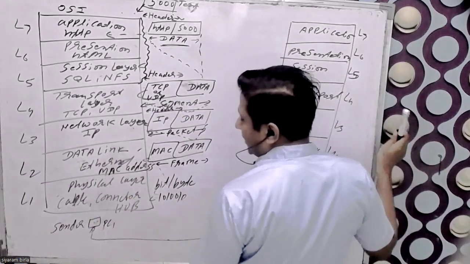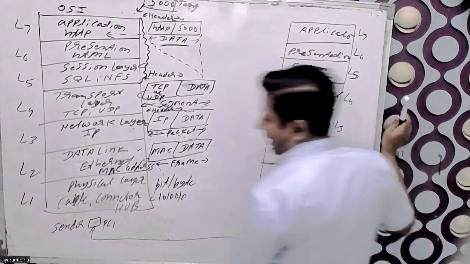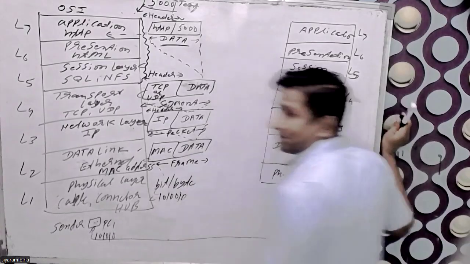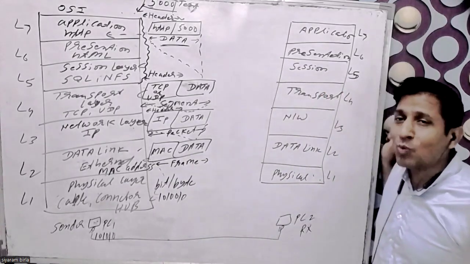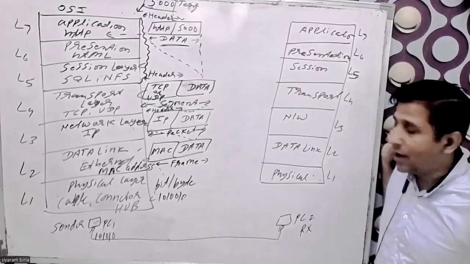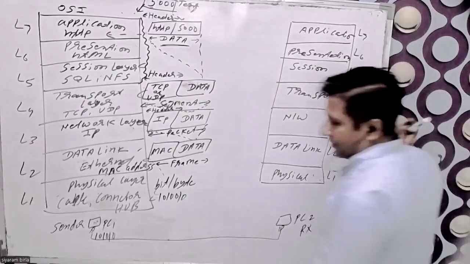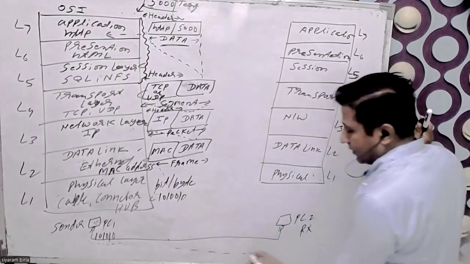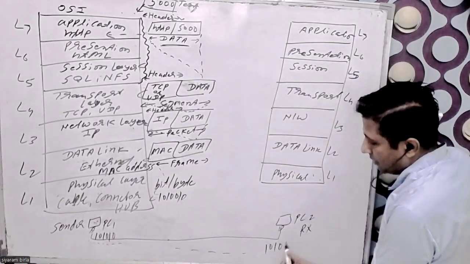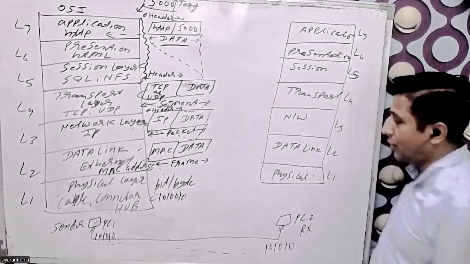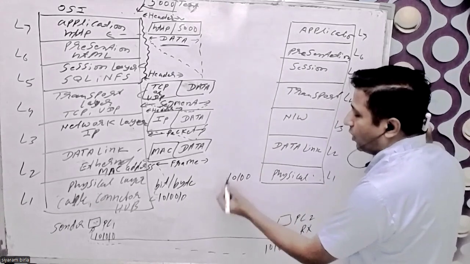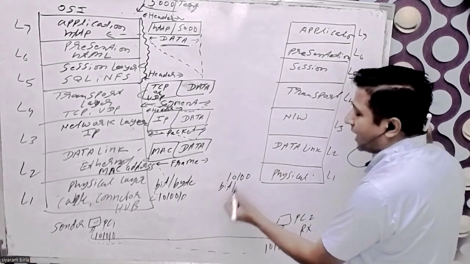After that, the physical layer comes. Then my data is converted into 1010, into bits and bytes, and then sent to the cable, and it comes to the receiver in 1010 format, whatever the format is. So it is received by the physical layer as 1010. It means it comes in bits and bytes.